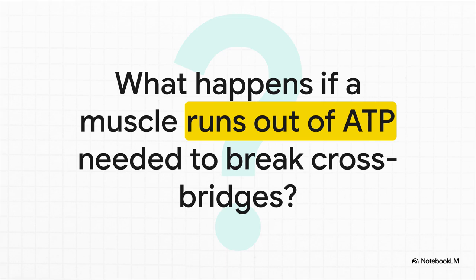And that leads us to a final pretty fascinating question. We just saw that ATP is absolutely essential for breaking those cross bridges, for letting the myosin head detach. So, what do you think would happen if a muscle completely ran out of ATP? The myosin heads couldn't let go, they'd get stuck, latched onto the actin, and the muscles would become locked in place. It's a pretty powerful reminder of how this tiny microscopic dance is the very definition of life and movement itself.